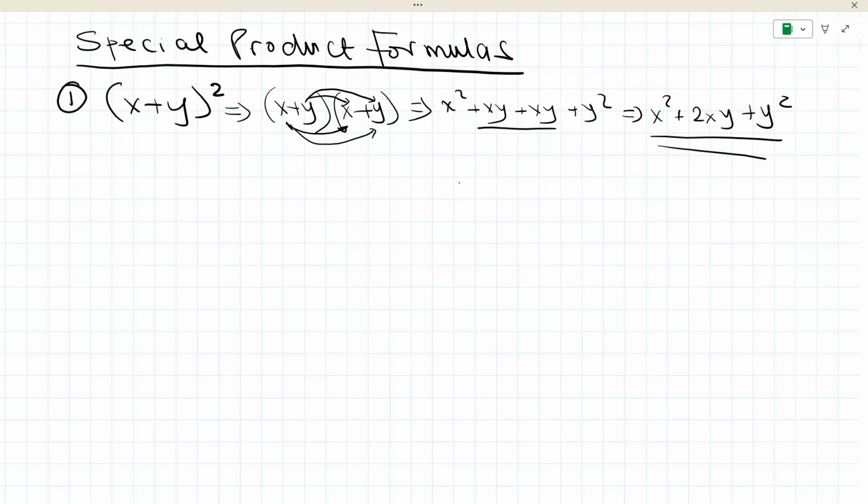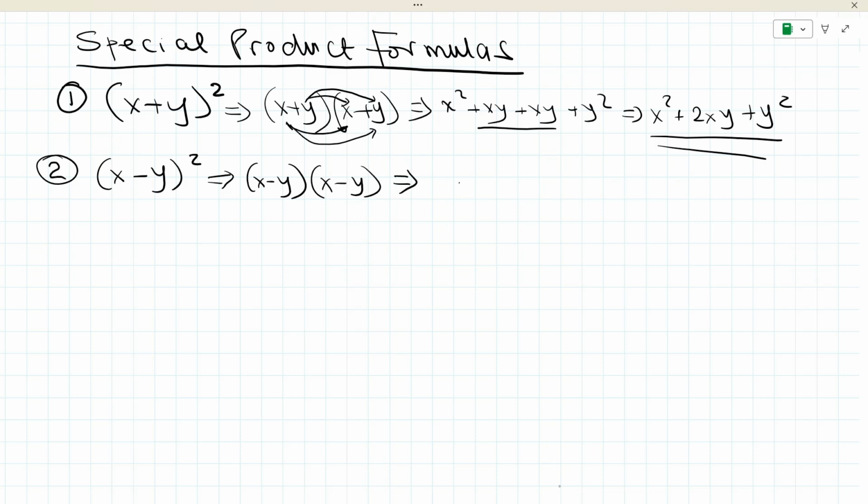Okay, let's try another example. Second product formula, and that will be x minus y, squared. So this again means x minus y multiplied by x minus y.